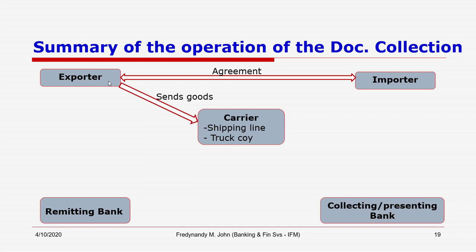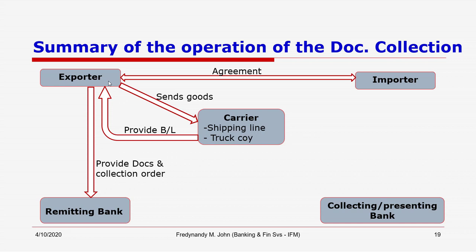Now, once the agreement or the deal has been struck, the next step will be for the exporter to send goods to the carrier, who will subsequently supply the exporter with the document of title. And this document of title also will serve as the evidence of carriage or the contract of carriage, and this is what is known as the bill of lading.